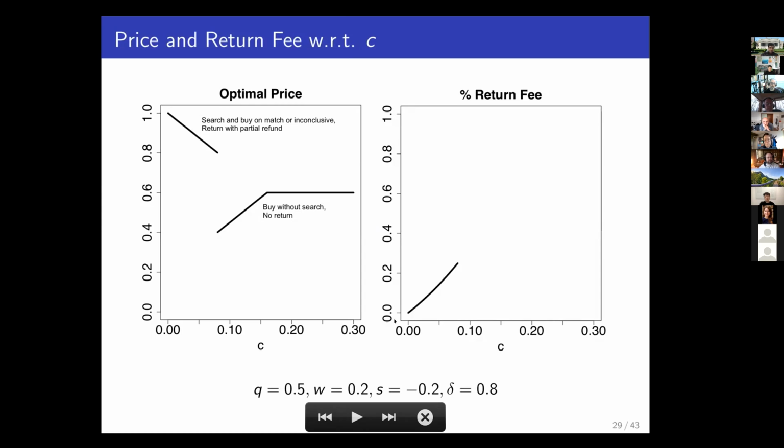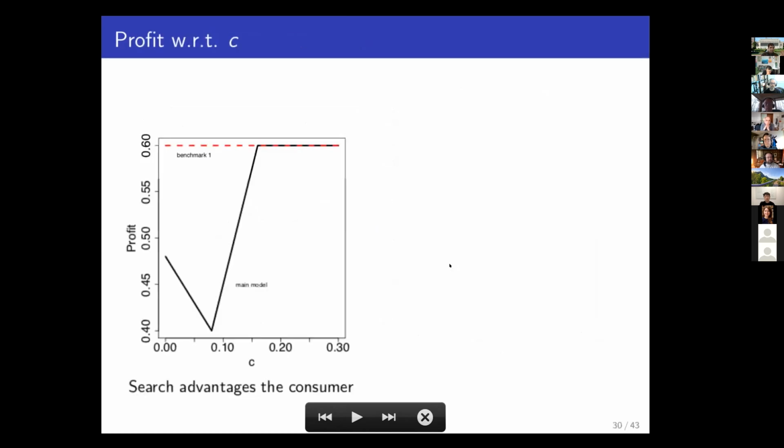But here, the return fee in percentage terms is basically no fee when the price is high. And then if the price is low, the fee is increasing up to, like in this case, and this is obviously just one example, up to 30%, right? So this level of return fee could be charged as a percentage.